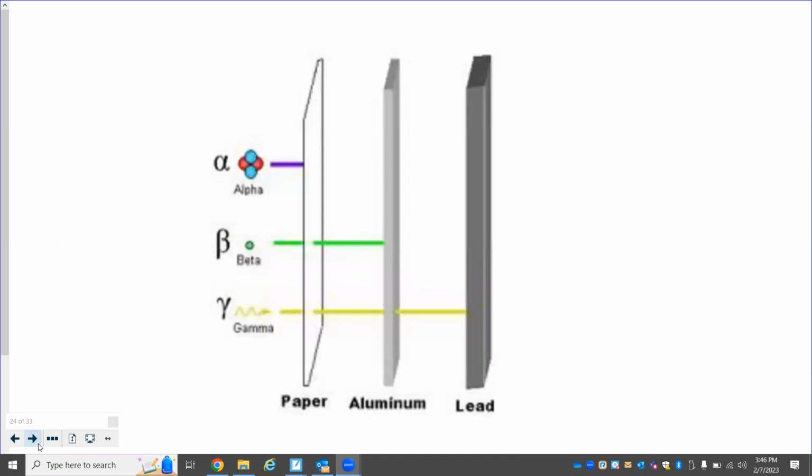All right, so just to show you, the alpha particle is the largest one, it's the least penetrating, so the least dangerous. Beta particles are smaller, so they can penetrate further. Gamma rays aren't an actual particle, it's just energy, and that energy can move through those thinner materials.